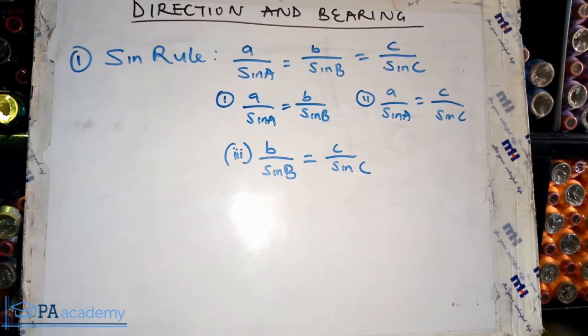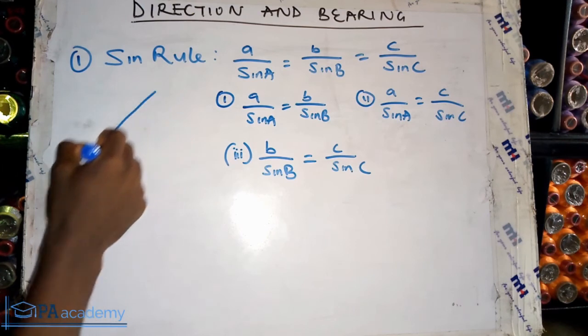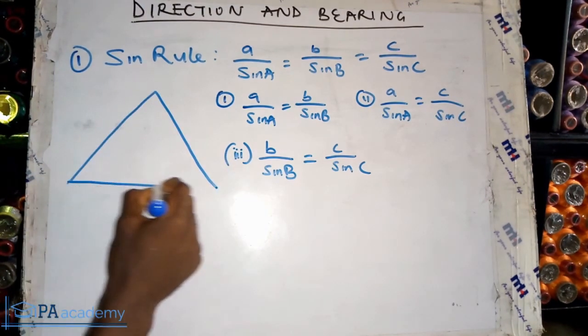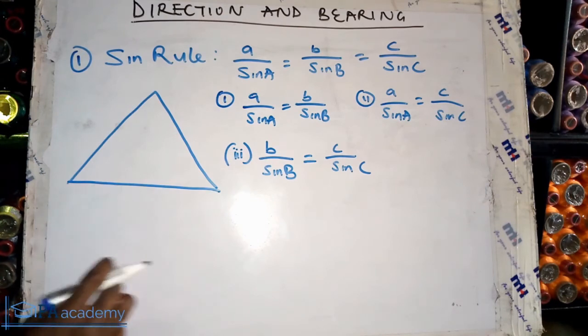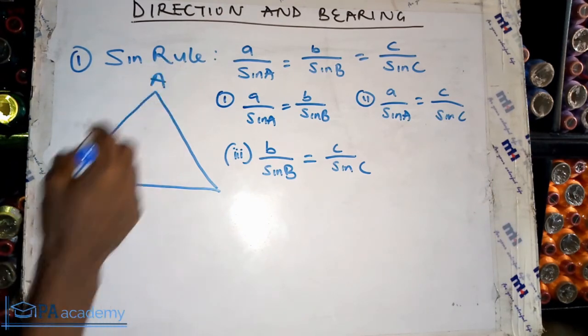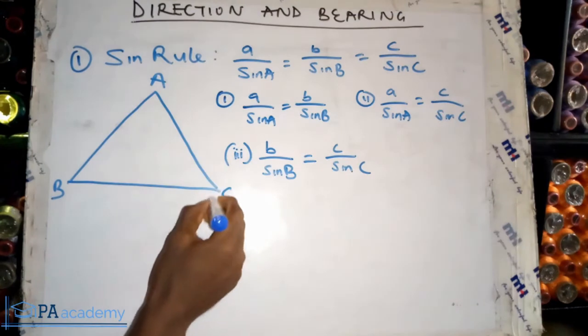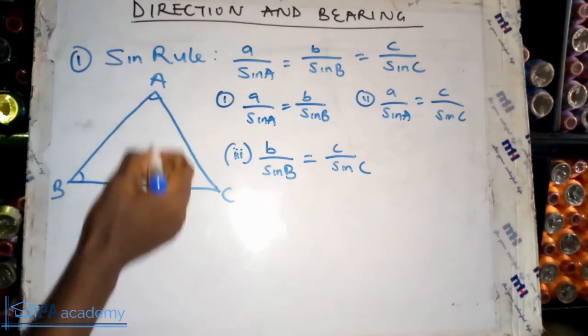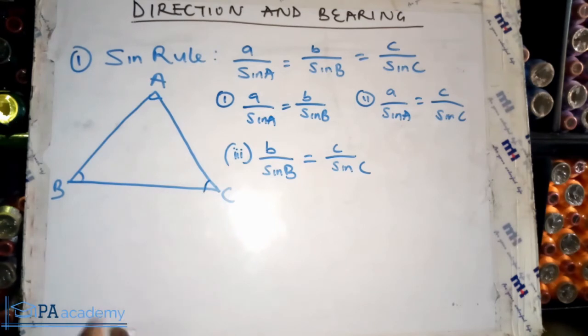So in explaining this further, what it means is that after drawing your bearing based on the question, it always forms a triangle. So just give your triangle angles A, B, and C. This represents an angle. This angle here is angle A. This angle here is angle C.